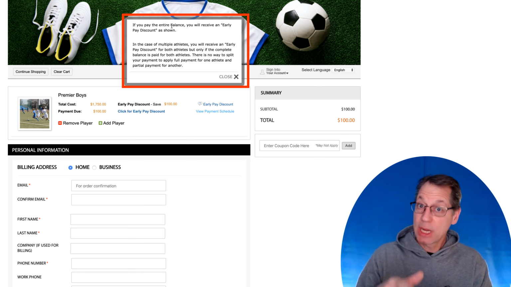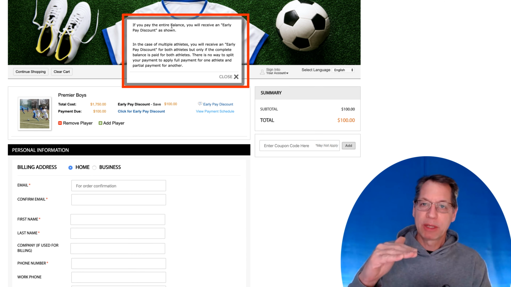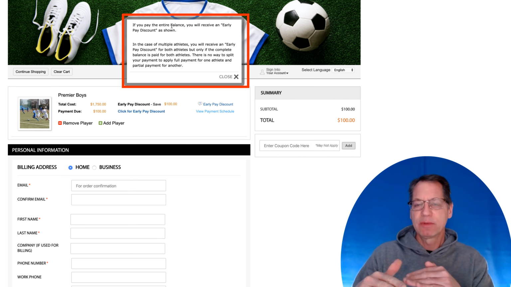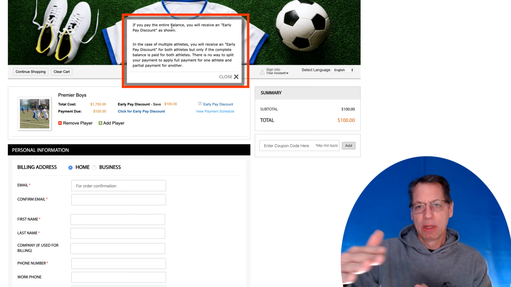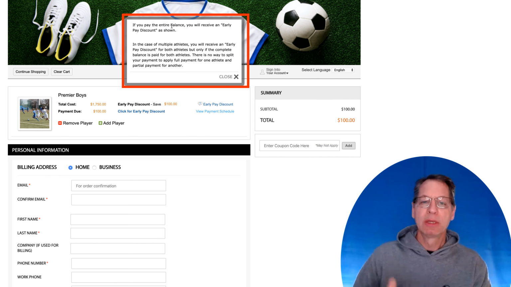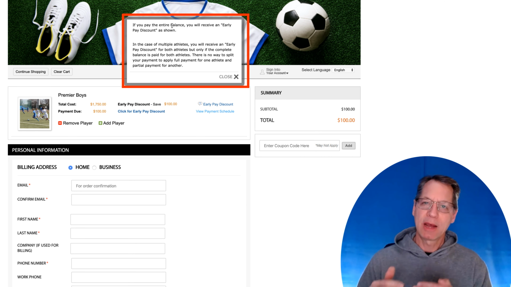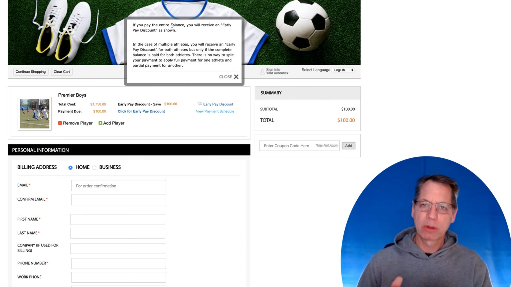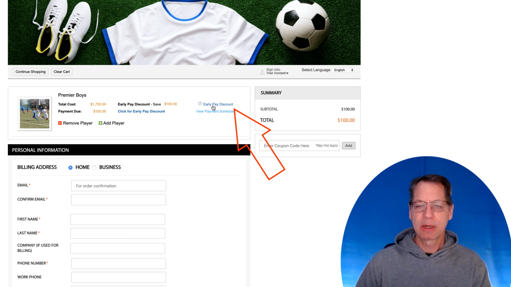And that might change because remember, when they make their first payment, they might get one early pay discount, and then you can have a progressively smaller early pay discount for different payment levels. So they have to understand what the total balance is and that they have to pay that full balance in order to get this early pay discount. We put that information right here so that it's very clear for them.